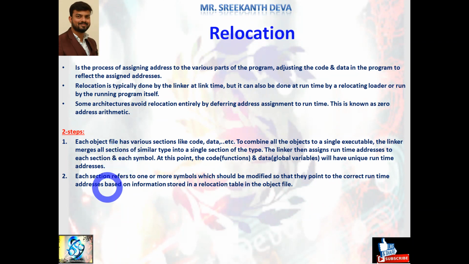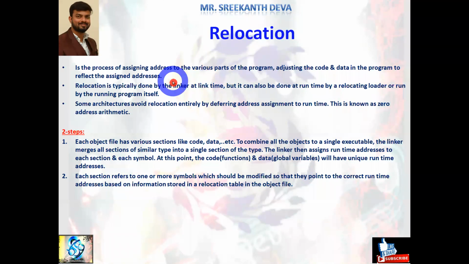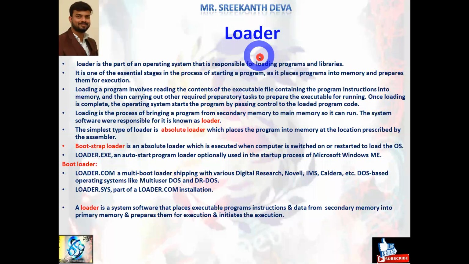The second point: each section refers to one or more symbols which should be modified so that they point to the correct runtime address, based on information stored in a relocation table in the object file. Just remember, relocation is the process of assigning load addresses to various parts of a program and adjusting the code and data in the program to reflect the assigned addresses.